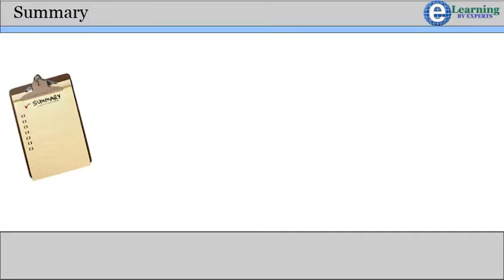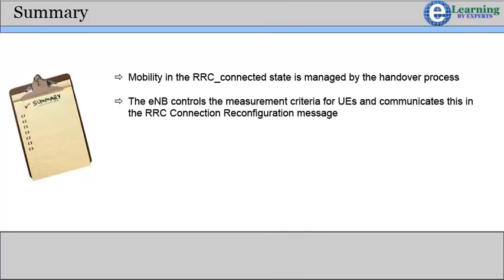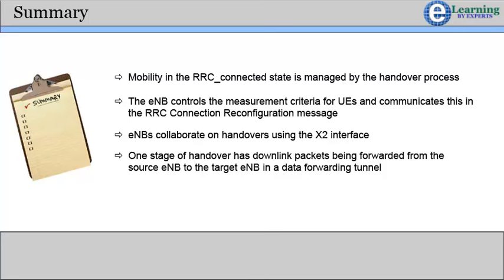In this module we learn the following. Mobility in the RRC connected state is managed by the handover process. The ENB controls the measurement criteria for UEs and communicates this in the RRC connection reconfiguration message. ENBs collaborate on handovers using the X2 interface. One stage of handover has downlink packets being forwarded from the source ENB to the target ENB in a data forwarding tunnel.